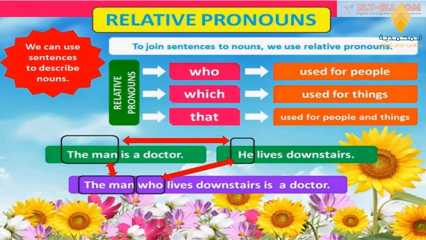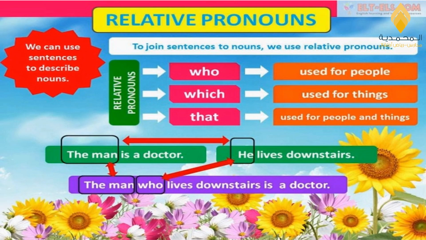As you can see here, we have different examples of relative pronouns. We are going to talk about who, which, and that. We use the relative pronoun who to join sentences to nouns, and we use it for people. We use the relative pronoun which to talk about things, and that replaces who and which, so we can use that to talk about people and things.